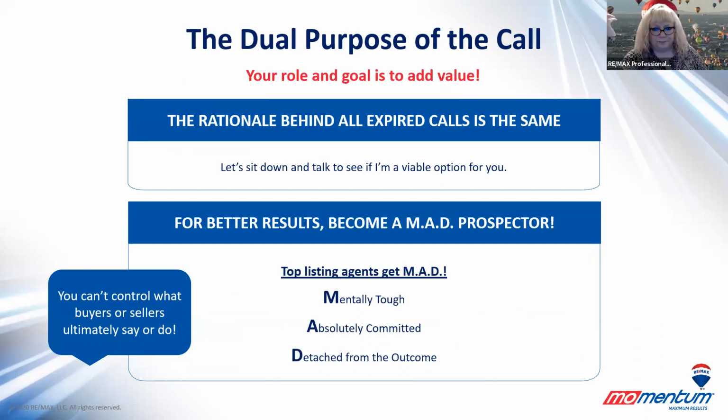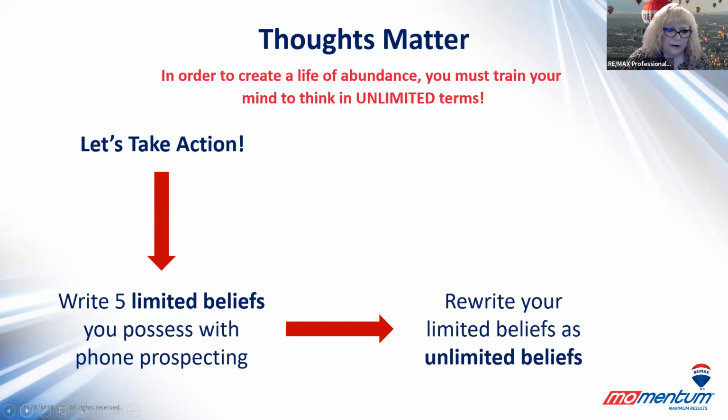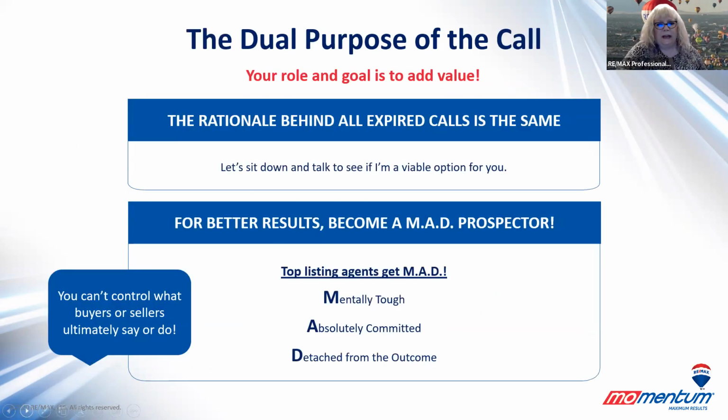So the purpose of the call, we want to have value, right? What is the rationale behind it? Did I skip a slide? Hold on. Nope, I didn't. Okay. So thinking about expireds, let's see if I'm an option for you, right? Your house failed to sell with the other realtor, but you still have a need to sell. Maybe I'm an option for you. Okay. Top listing agents get mentally tough, absolutely committed, and then detached from the outcome. Because if they say no, it's not about you, Heather, right? Don't take it personally. Move on. Next on my list.